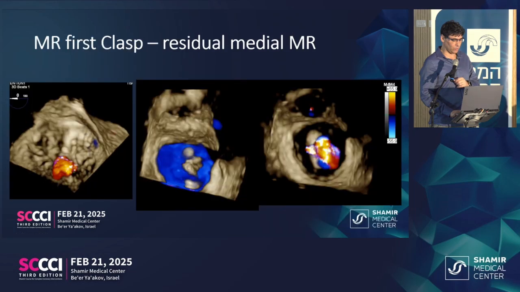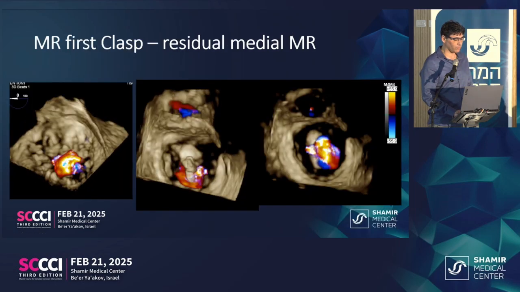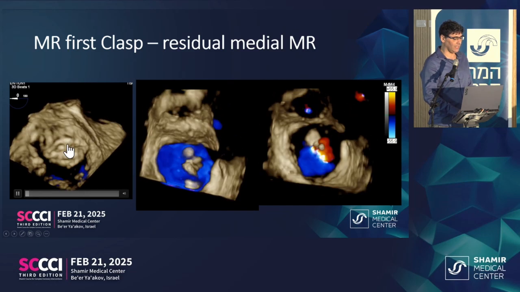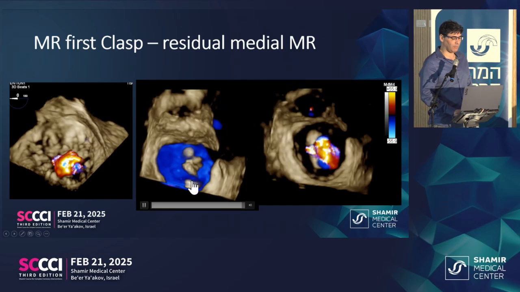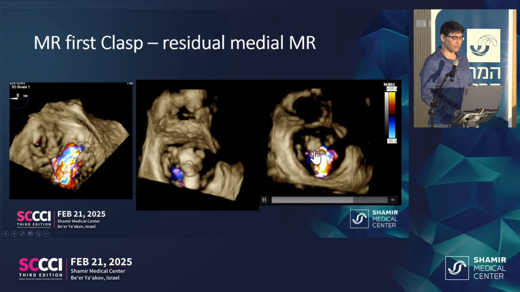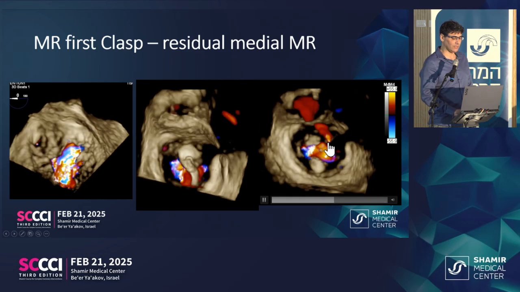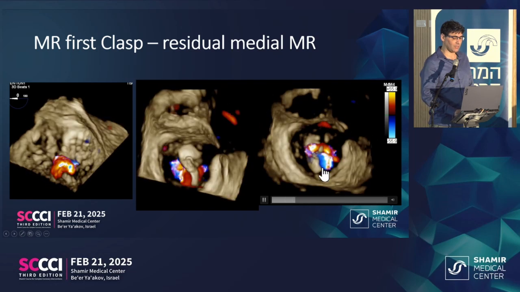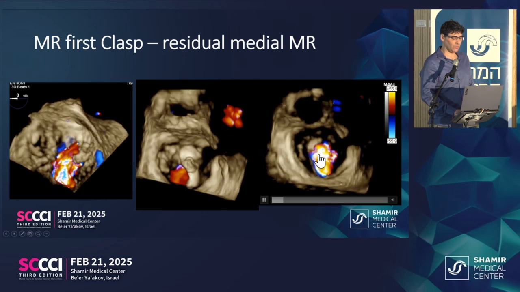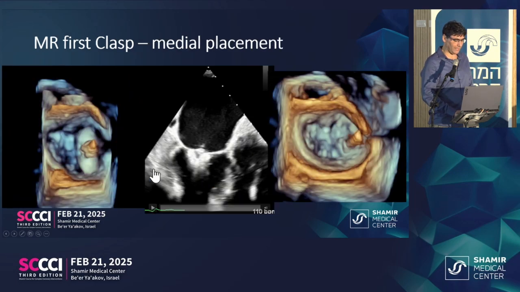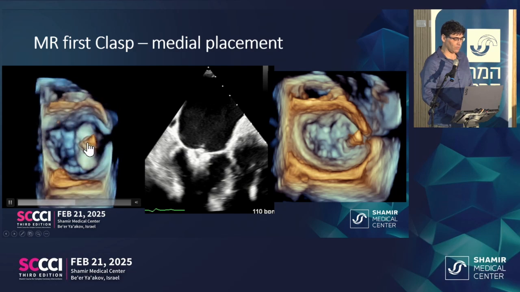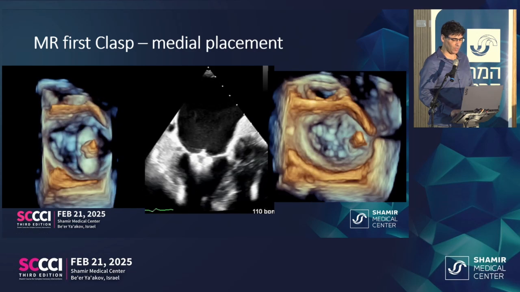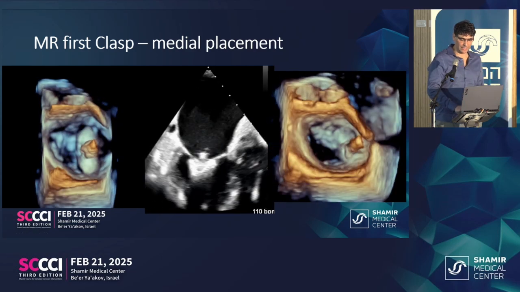Now I want to show you slowly the procedure itself. We're looking at the mitral valve, anterior leaflet, posterior leaflet, a very centrally located jet. This is the clasp above it. When we put the clasp in the center, you see there is a residual jet medial to the clasp. This is the septum, this is the medial part, and we thought that this is not good enough. So we opened the clasp and tried to place it a bit more medially. We moved again and again, and although we placed it a couple of times, each time we still had a residual leak medially.